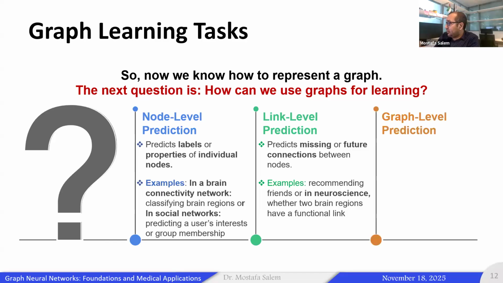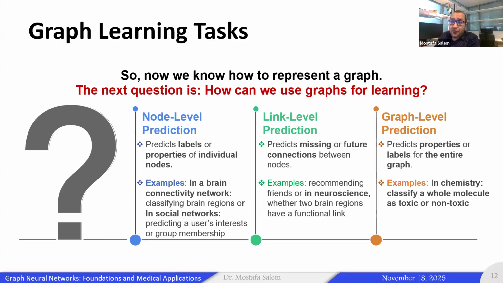The third type of learning on graphs is graph level prediction. I will predict a label for the entire graph, not for each node. So I can predict something related to nodes, something related to links or edges, and I can also predict something related to the entire graph that I have.